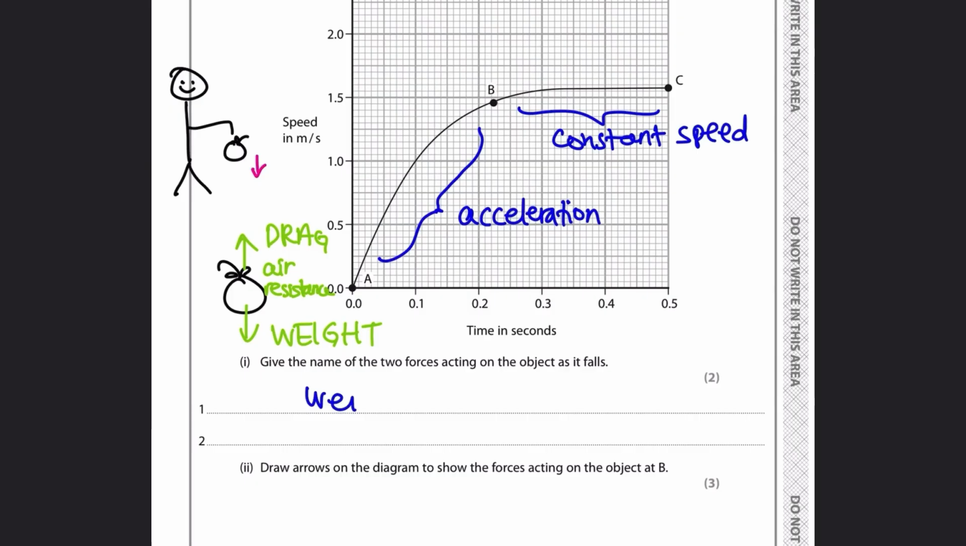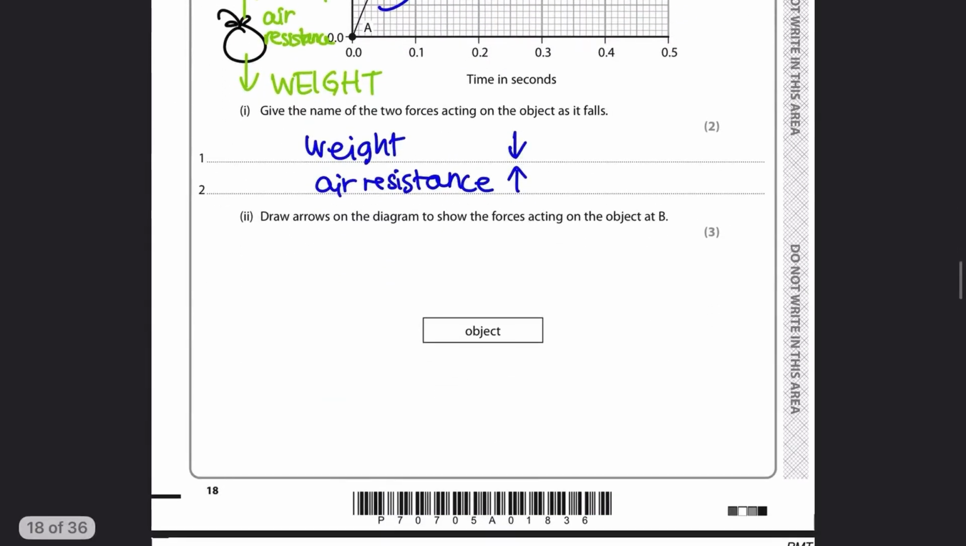There's weight, and then there's air resistance. And if you want to be extra detailed, weight acts down and air resistance acts up, because forces are vectors and they have a direction. And it says draw arrows on the diagram to show the force acting on the object at B.